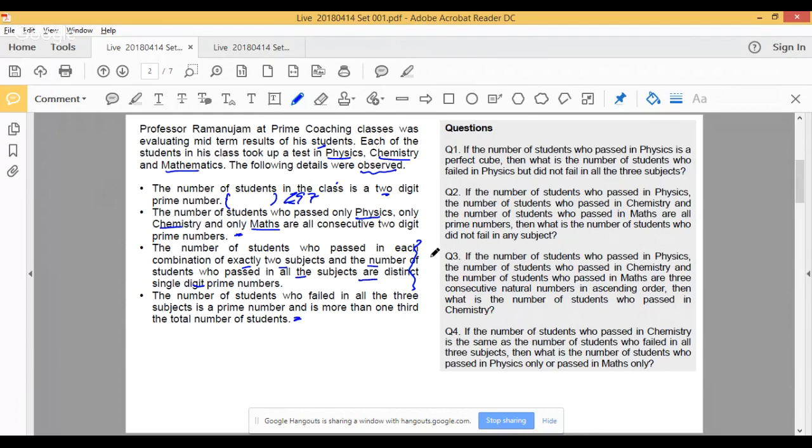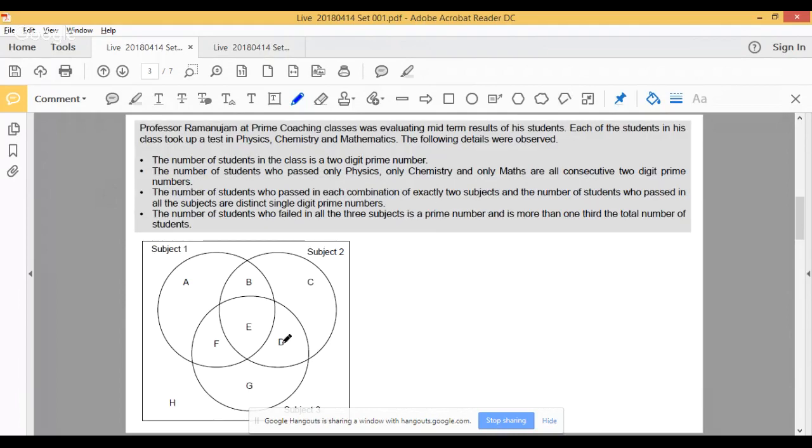Okay, so let's just draw a set. This is your normal Venn diagram. Now, one biggest problem over here is that it does not mention a subject by itself, right? So we don't know which subject you're talking about. It only talks about subjects as such. Like here it says only physics, only chemistry, only maths are two-digit prime numbers. So we know it's A, C, G, but which out of A, C, G we don't know, right?